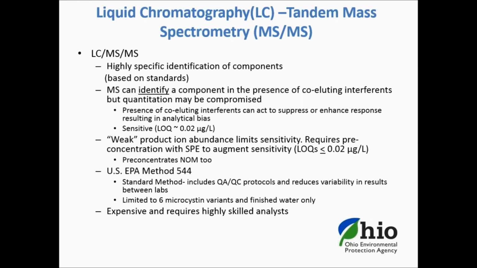US EPA method 544 is a new standard method that includes robust QA/QC protocols and reduces variability in results between labs, but unfortunately it's currently limited to only 6 variants. The method is also expensive and requires highly skilled analysts and high-end equipment. Next slide.